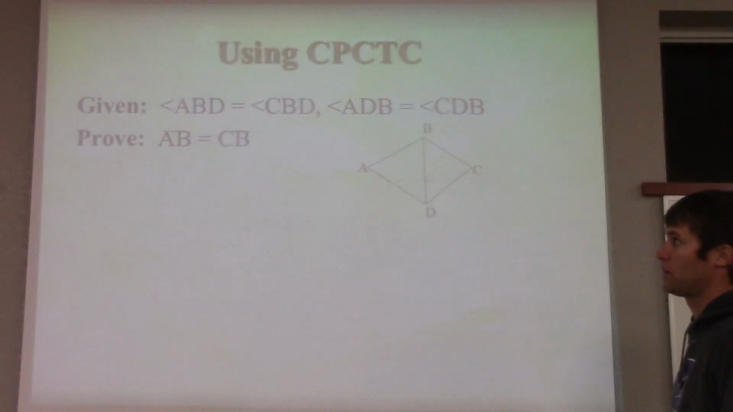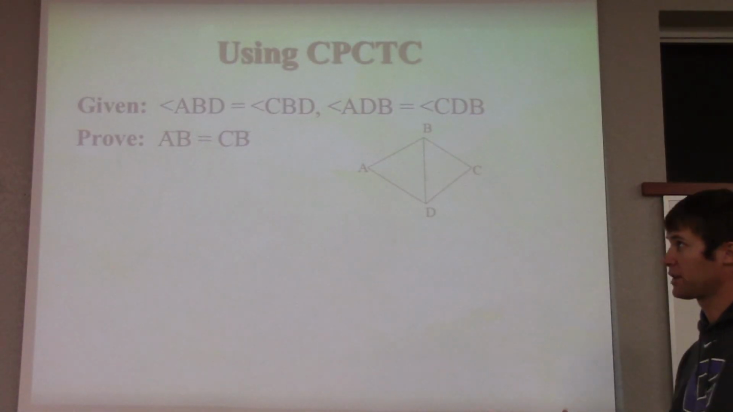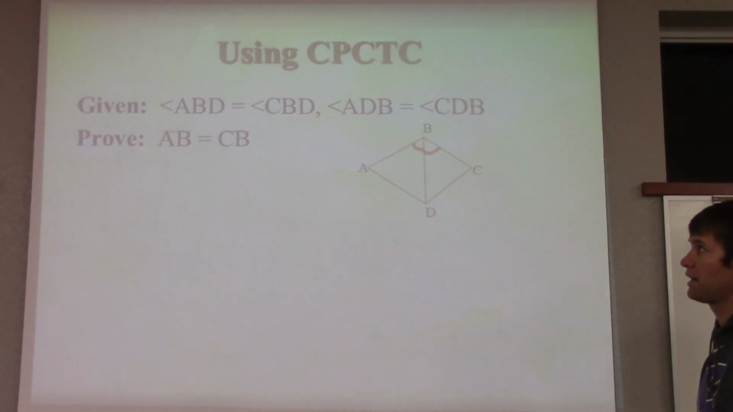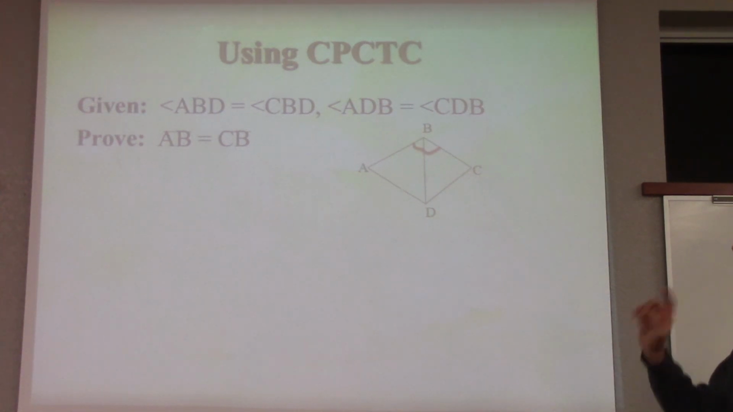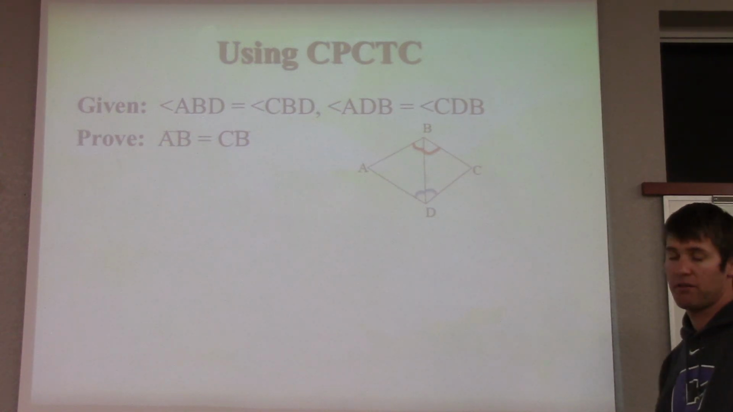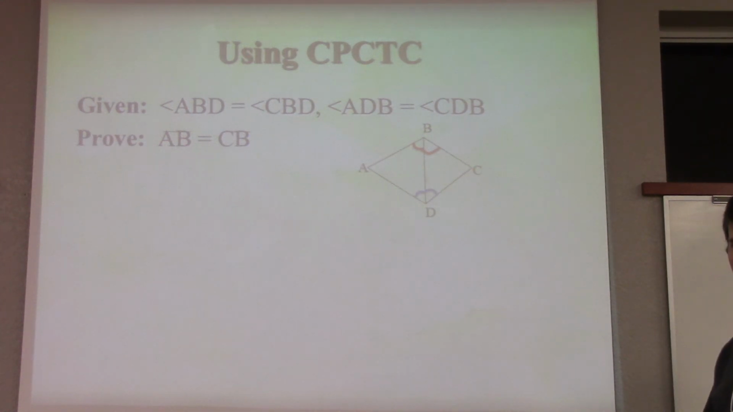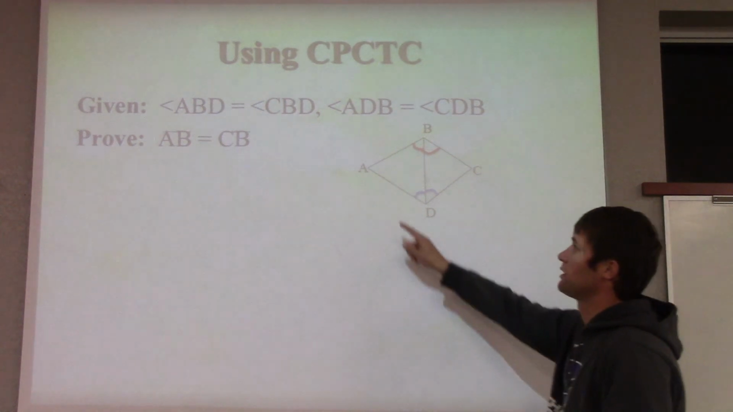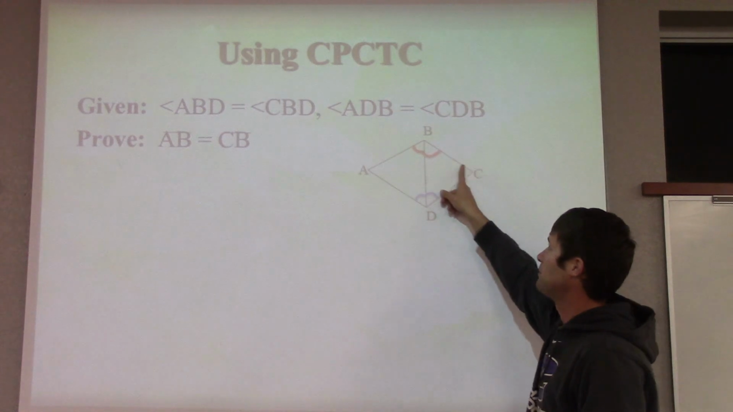So here's what we want to do. We want a given, so go through your given. Angle ABD equals angle CBD. Then you have angle ADB is equal to angle CDB. So you have that part down there. So you have these two angles that are congruent. We want to prove that AB is equal to CB.